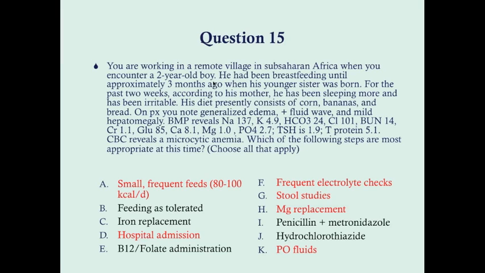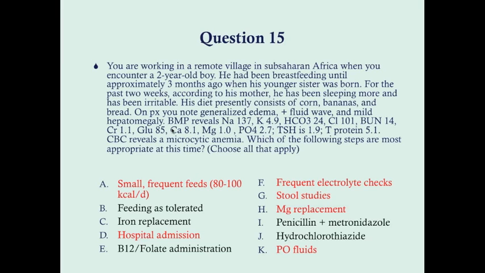And the fact that this kid was breastfeeding. Breast milk has a large amount of protein. That's good. But then 3 months ago, younger sister was born, and so the mother probably stopped breastfeeding the child and started breastfeeding the younger sister, and now the child is protein deficient. And we see that with the generalized edema, the diet, the fluid wave, and the hepatomegaly.